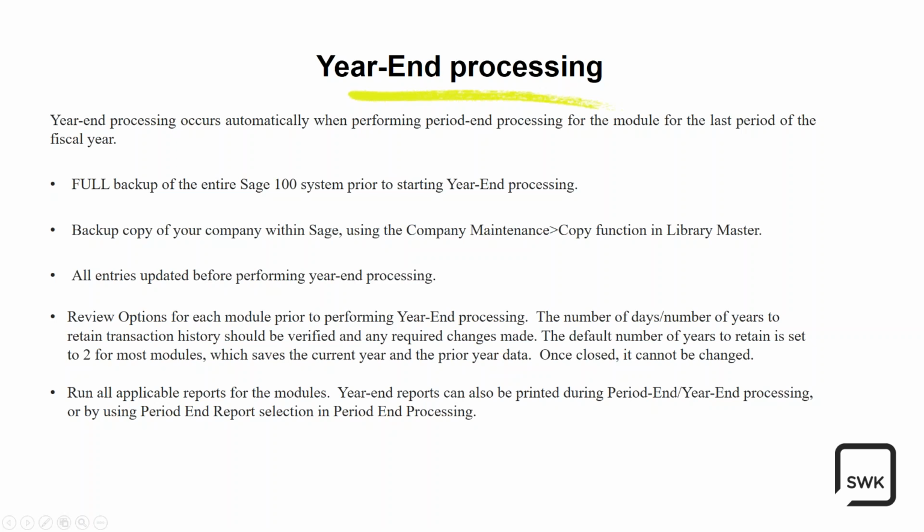You can also run your reports during year-end processing. There's a checkbox when you're doing the processing. The problem with that is it doesn't really allow you to select any parameters, and you can get a lot of extra paper that you really aren't looking for. You also have the option of printing the period end reports in period end processing.